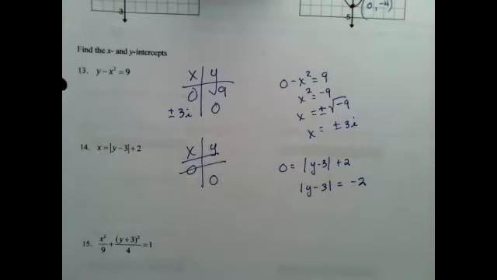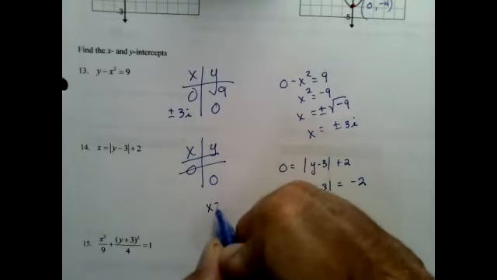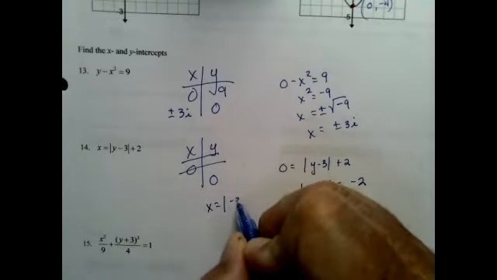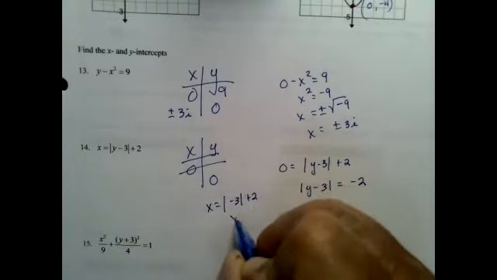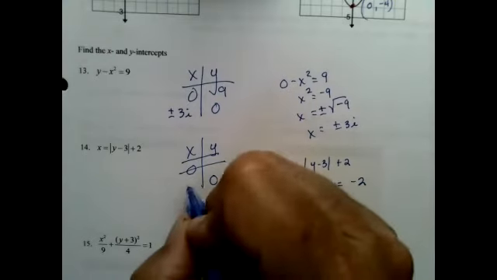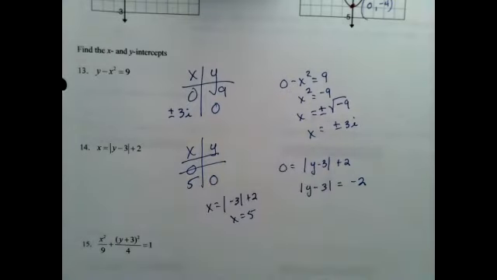If I put 0 in for x, I'm done. If I put 0 in for x, because this becomes equals -2, can't do that. Nope, can't do that. If I put 0 in for y, x equals 5. So I have an x-intercept, y-intercepts are no. No good, no soup for you.